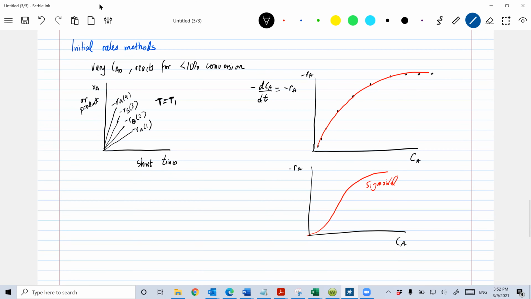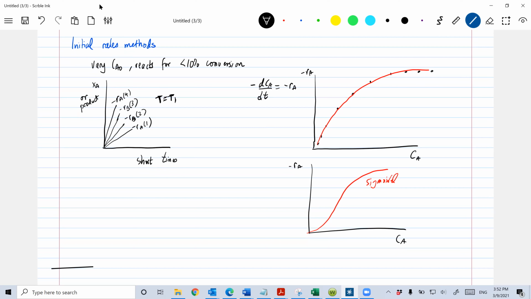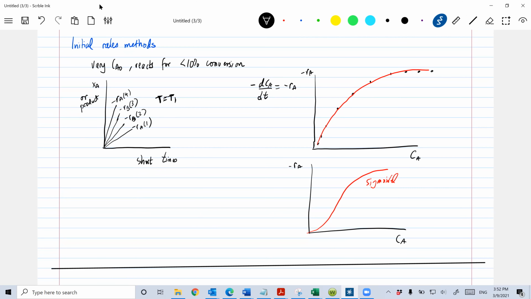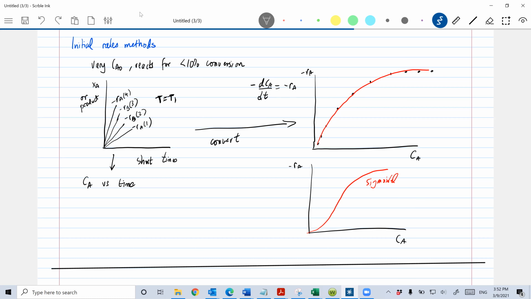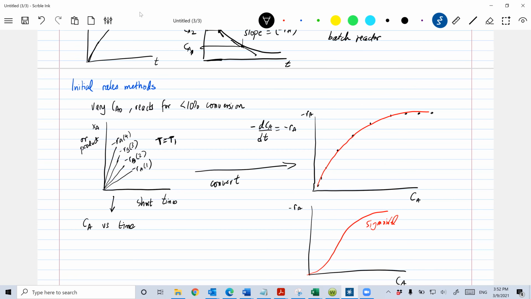But there are other ways to get RA data. When you first do your experiment, what you're getting here is CA versus time. That's what this experiment is giving you. It's not giving you this. So you have to convert to RA versus CA data. You cannot directly calculate RA using a differential expression like this. You can't really calculate the rate directly.